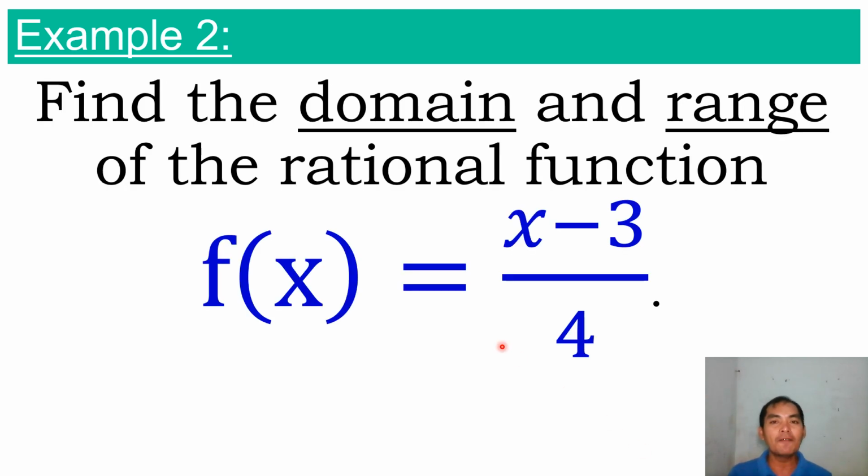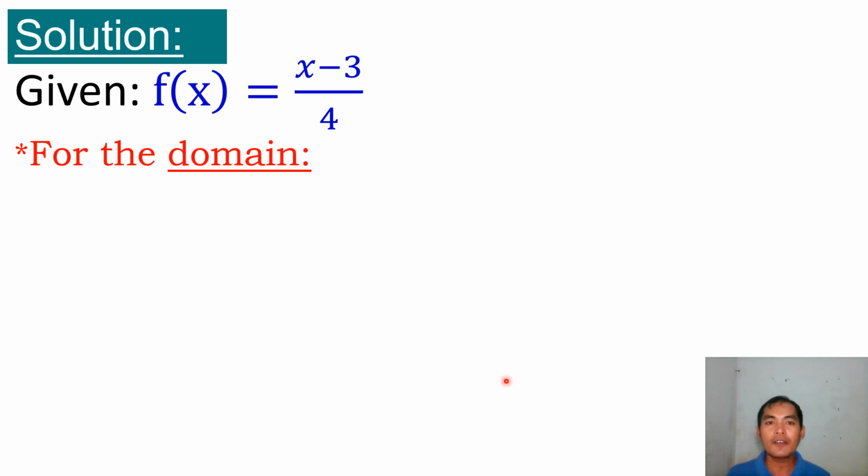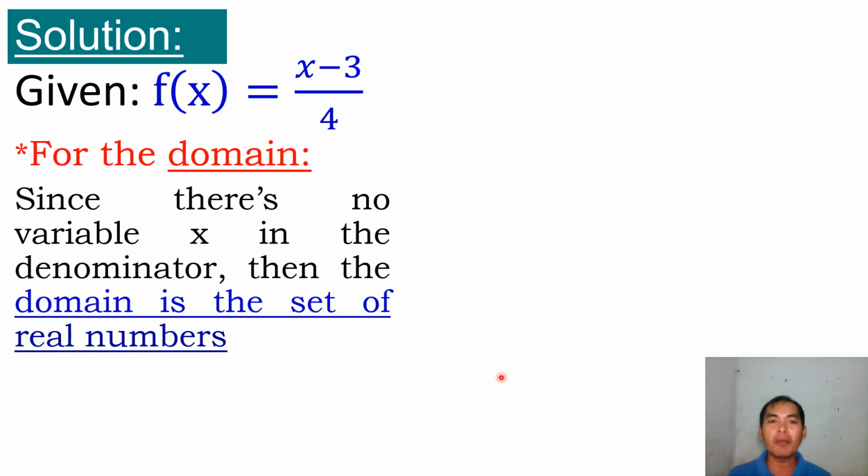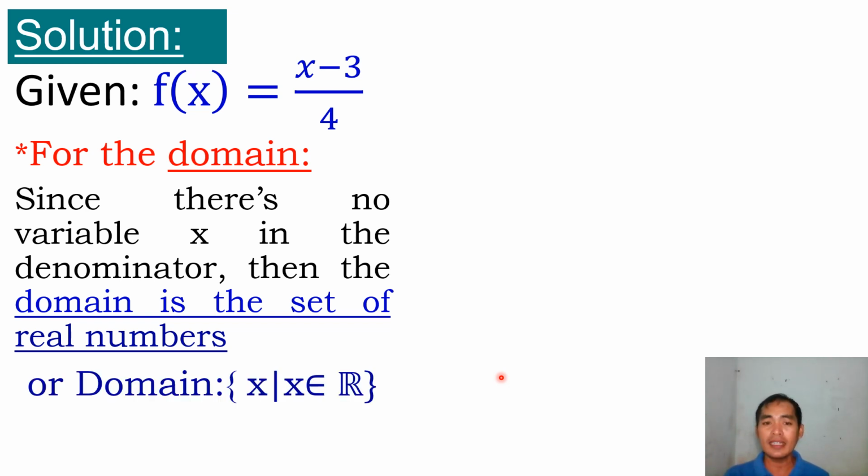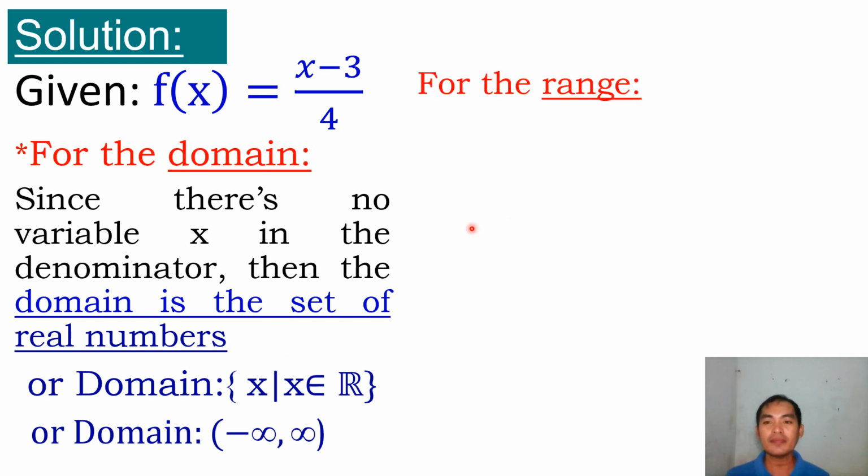Another example, we have: find the domain and range of the rational function f of x equals x minus 3 all over 4. For the domain, since there is no variable x in the denominator, then the domain is the set of real numbers, or the set of all x such that x is an element of real numbers, or from negative infinity to positive infinity, an open interval. That's the domain. How about for the range?